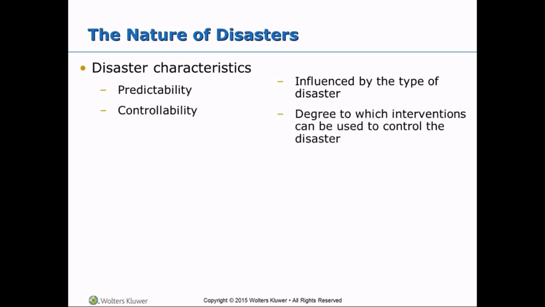Controllability refers to the degree to which interventions can be used to control the disaster. Dams can be used for flood control, but earthquakes are not controllable at all. Speed of onset ranges from quick, such as floods and tornadoes, to slow, such as hurricanes.